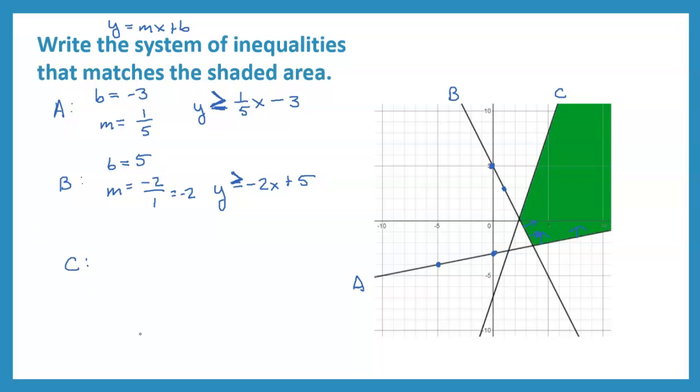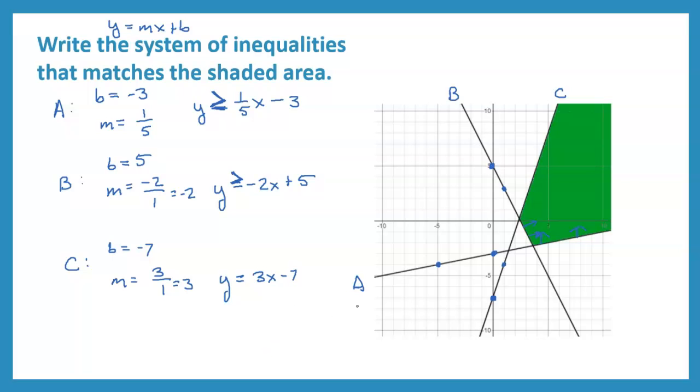Last one, C. Let's find our y-intercept. Looks like that's -7. And then our slope is, let's see, here's another point. So we go up 1, 2, 3, and right 1. So a rise of 3, a run of 1, our slope is 3. We get y equals 3x minus 7.